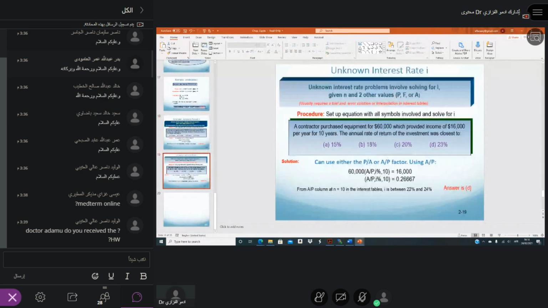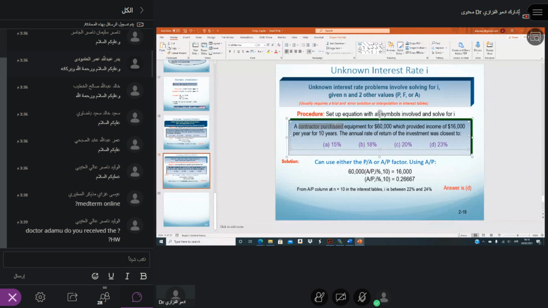And then the last example I will show you is if you don't have the interest rate. So you will be given every other value. The N will be given and two other variables. Maybe you have P and F or A. Then you look for a suitable table. Maybe you use P given F, or F given P, or A given whatever, to look for the I. But this is an example.